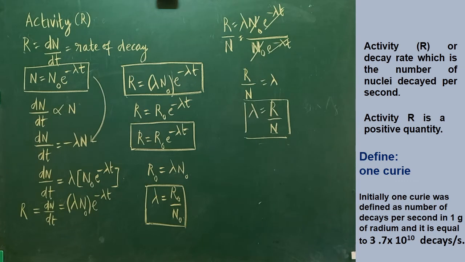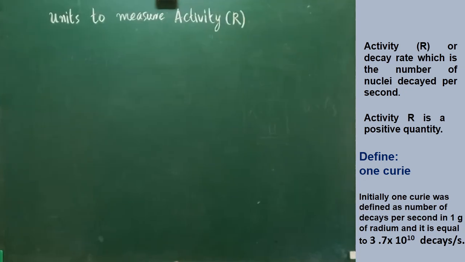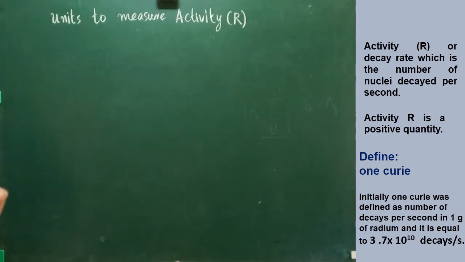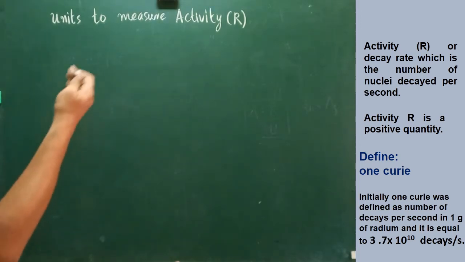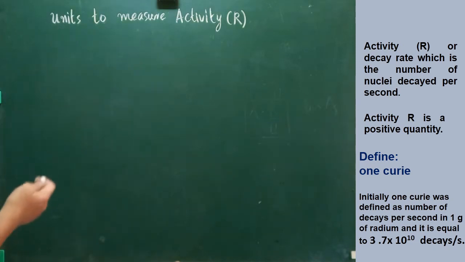To measure the activity, certain units are there. Next, we are going to see what are the units which are used to measure the activity. Now we are going to learn what are the units which are used to measure the rate of decay, that is activity.